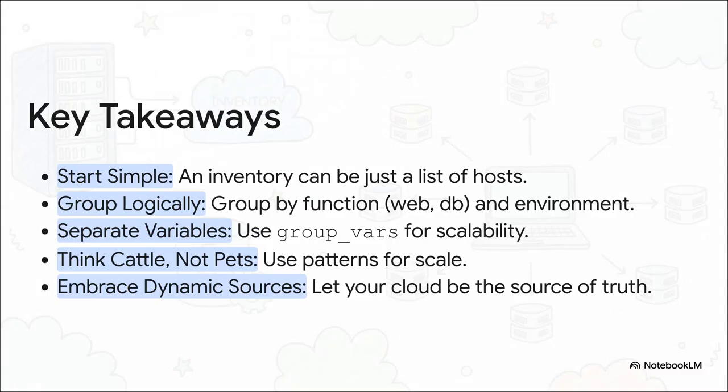So let's just do a quick recap of the journey, right? You start simple with just a list of hosts. As you grow, you get organized with logical groups. Then you make it smart with variables that you keep in separate files. You scale up your thinking with the cattle not pets mindset. And finally, you achieve true hands-off automation by letting a dynamic source be your single source of truth.